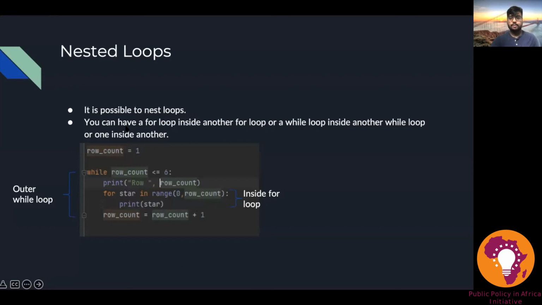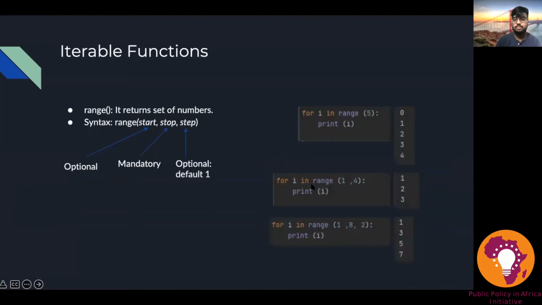So we have nested loops, which we already did. Next up, this is the output as I showed you before. They started at row count 1, which is why their first row has a 0. We started at 0, so that row had nothing, right? So iterable functions, range returns a set of numbers, right? So this is what I was explaining. For i in range 5, it will automatically assume the first number is 0. So I can show you real quick.